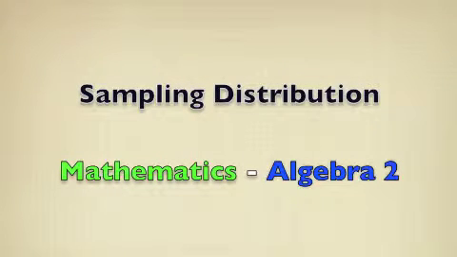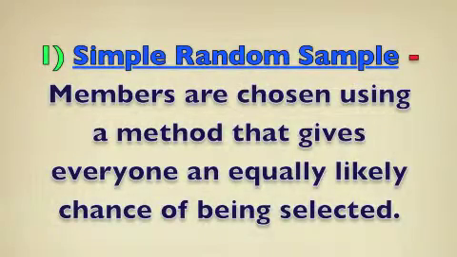In this chapter of data analysis and statistics, we'll be talking about sampling distribution. And here in this section, it's all different types of sample that we are going to talk about. So the first one that comes up is simple random sample, which are the members chosen using a method that gives everyone an equally likely chance of being selected. An example of that would be a computer. A computer can choose randomly selected people and it would be a simple random sample.